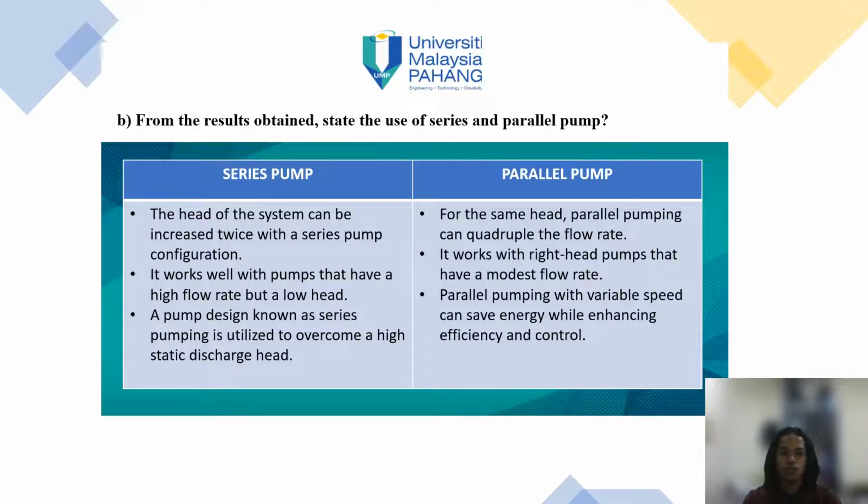Next, question number 2 is: from the results obtained, state the use of series and parallel pumps. For series pumps, the head of the system can be increased twice with a series pump configuration. It works well with pumps that have a high flow rate but a low head. A pump design known as a series pump is utilized to overcome a high static discharge head. For parallel pumps, for the same head, a parallel pump can quadruple the flow rate. It works with high head pumps that have a modest flow rate. A parallel pump with variable speed can save energy while enhancing efficiency and control.